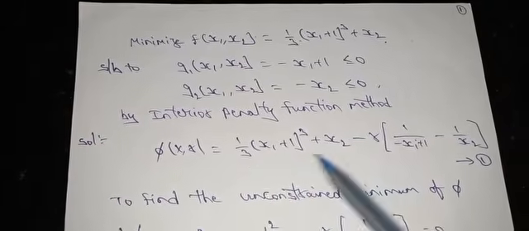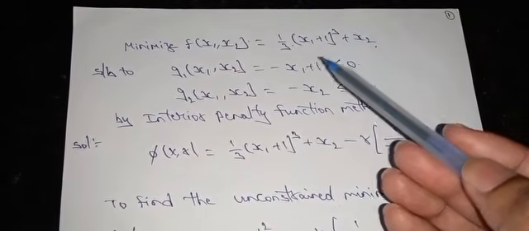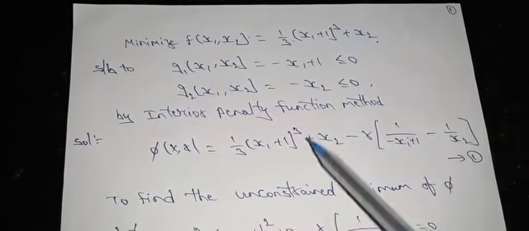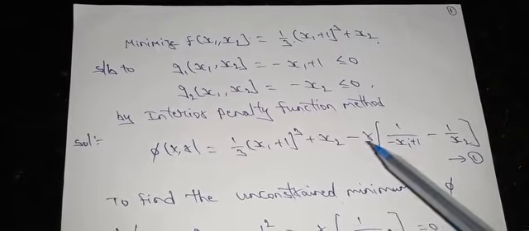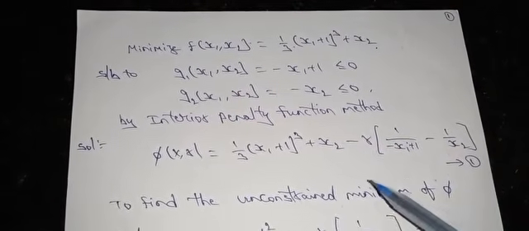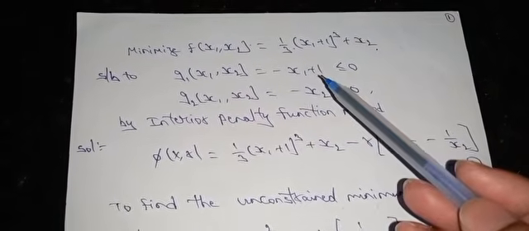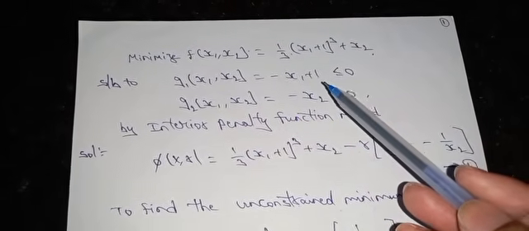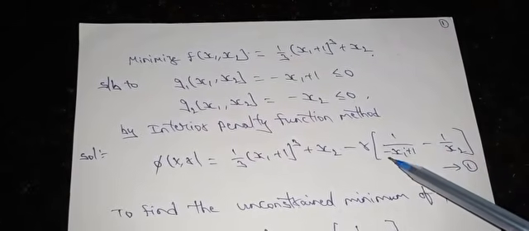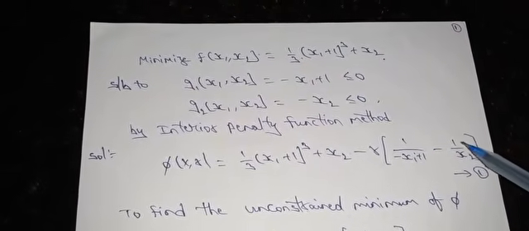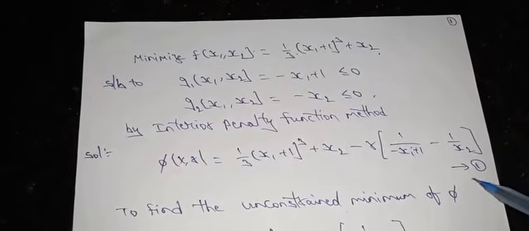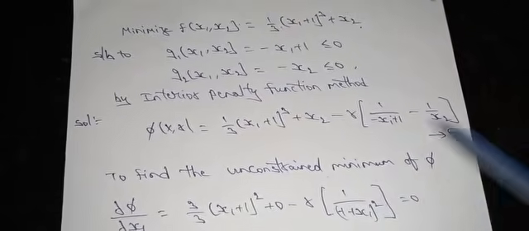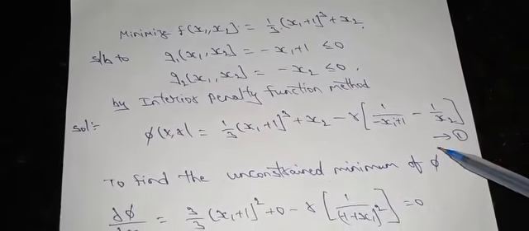First write the objective function here. The objective function is 1 by 3 (x1 plus 1) whole cube plus x2. This is the objective function. Always minus r times the bracket of 1 by the first constraint, that is minus x1 plus 1, plus 1 by minus x2. Here plus minus means minus. So this is the form of the interior penalty method.